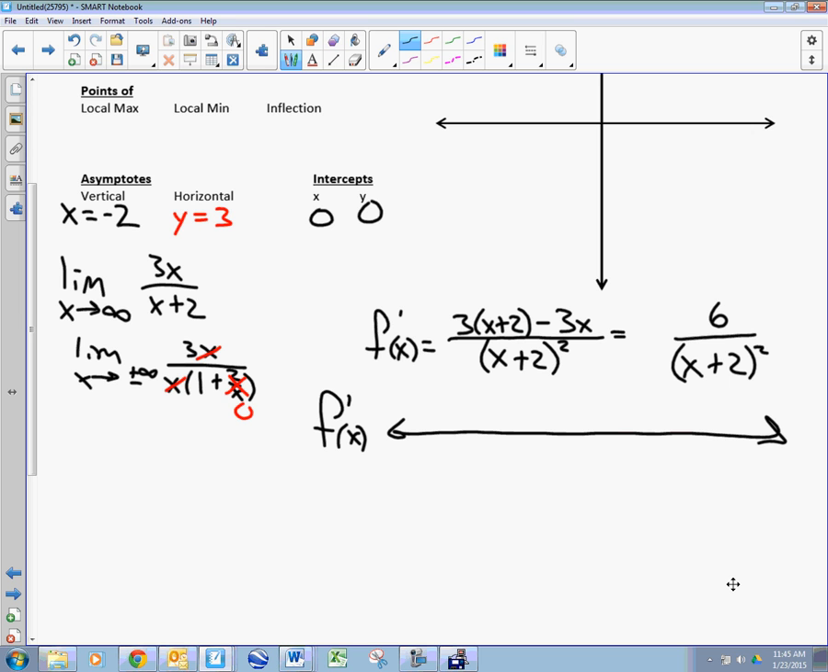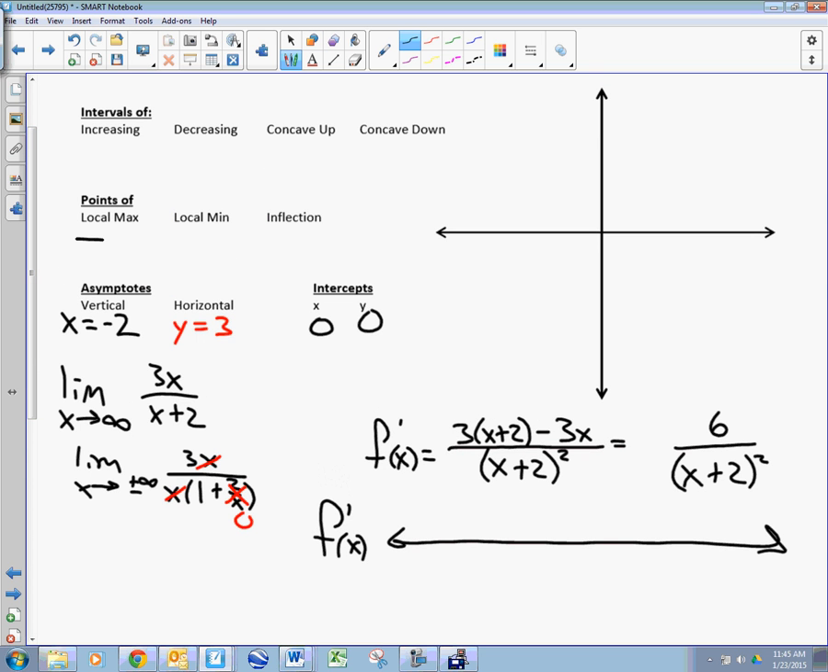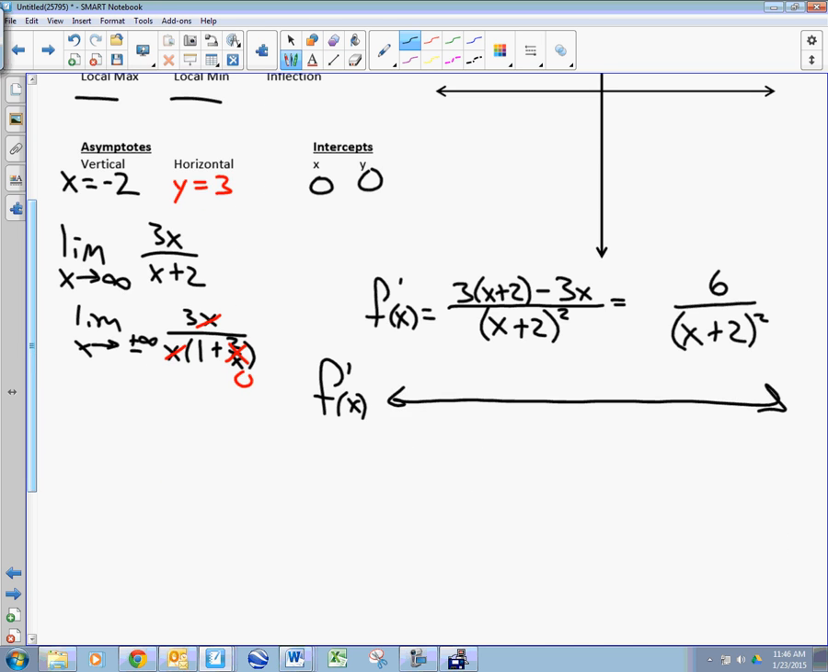What does the first derivative tell us? As well as your local min and max. So it does not have a local min or max, because the first derivative is never equal to 0. Your critical points are where the first derivative is equal to 0 and where the first derivative is undefined. So you tell me, where is this first derivative undefined?